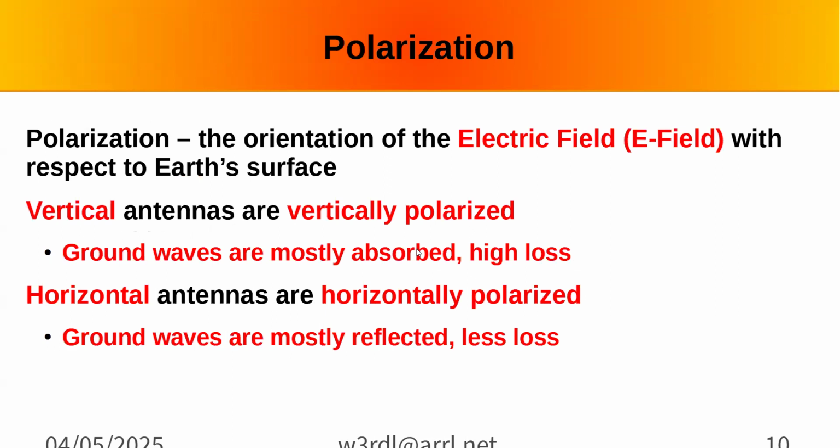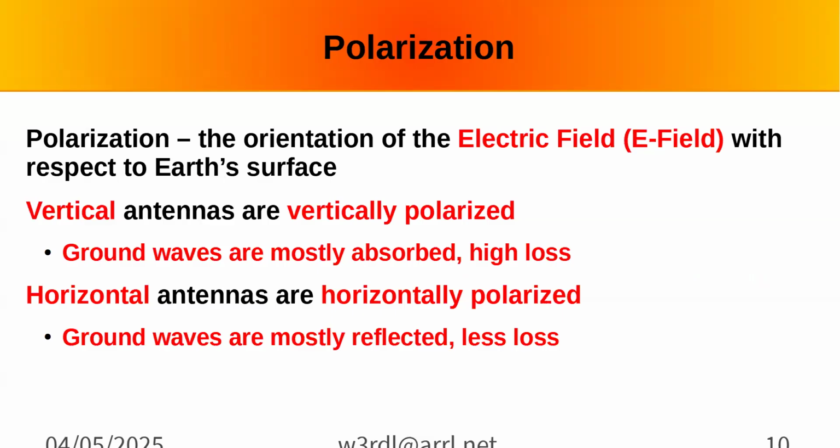Okay, polarization is another parameter, and it's called the orientation of the E field, or the electric field, of the wave with respect to the surface of the Earth. If the E field is oscillating horizontally, then it's horizontally polarized. If it's oscillating vertically, it's vertically polarized.